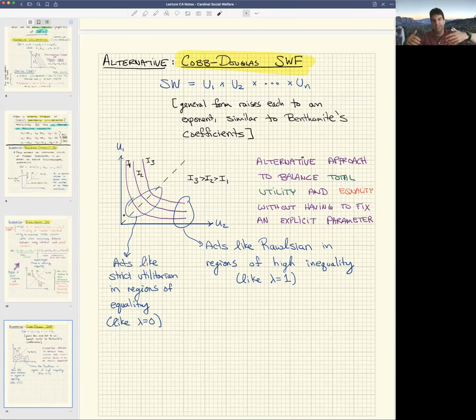So collectively, in a per capita way. But when one of us is doing a lot better than the others, then it actually prioritizes a shift in distribution toward us becoming more equal. So it is kind of the best of both worlds in a different sort of way here. So that's the Cobb Douglas.